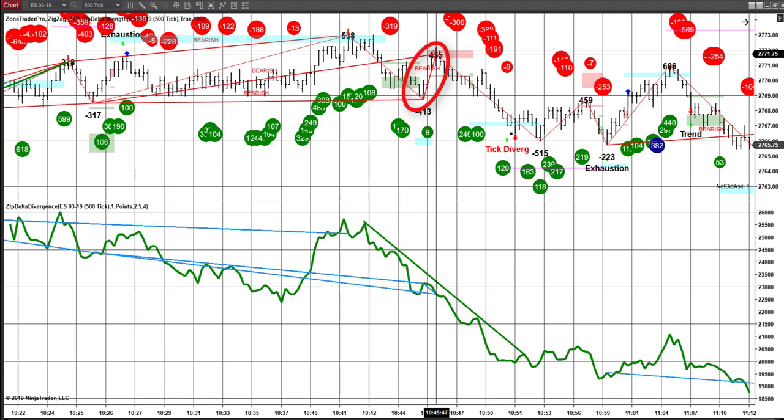So we can see these on a smaller time frame, we can see these on a larger time frame. And when they occur together, then we have legitimate trades that we can consider.